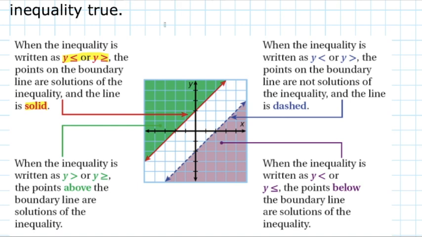Now, if we have a less than or greater than without that or equal to piece, it's going to be dashed. So that's very important. It's basically saying nothing on that line is actually a solution. So it's almost like it's an imaginary line and we're creating this boundary there. So nothing on the line is actually a solution, whereas the or equal to piece, those are all solutions. So that's the first thing that's different.